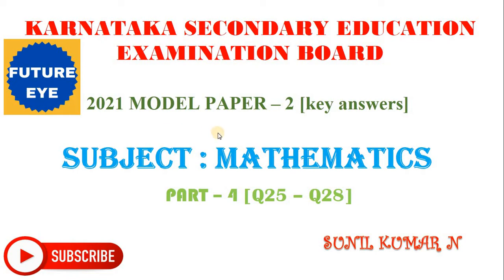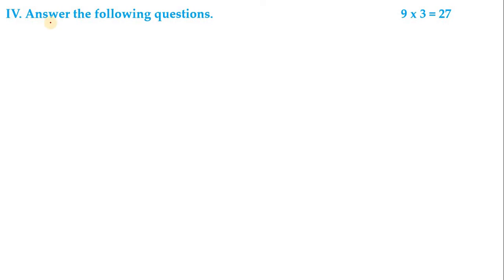In this class, let us continue to solve Maths Model Question Paper 2 from question 25 to question number 28. Fourth main, answer the following questions. Children, in this main, there will be 9 questions. Each question carries 3 marks. Hence, 27 marks belong to this main.